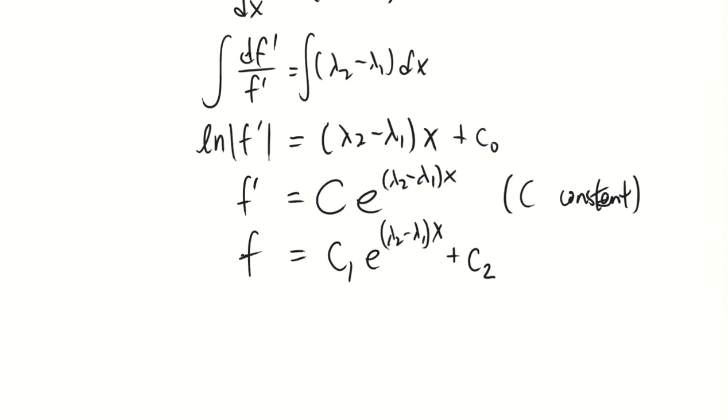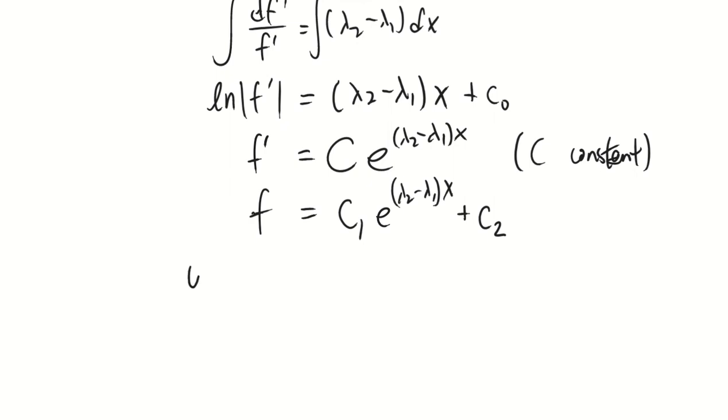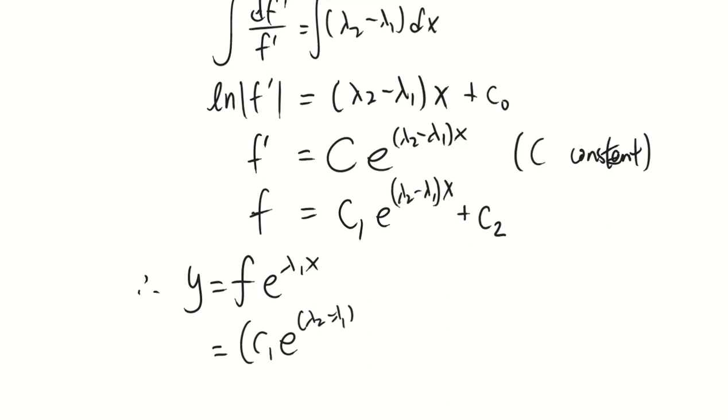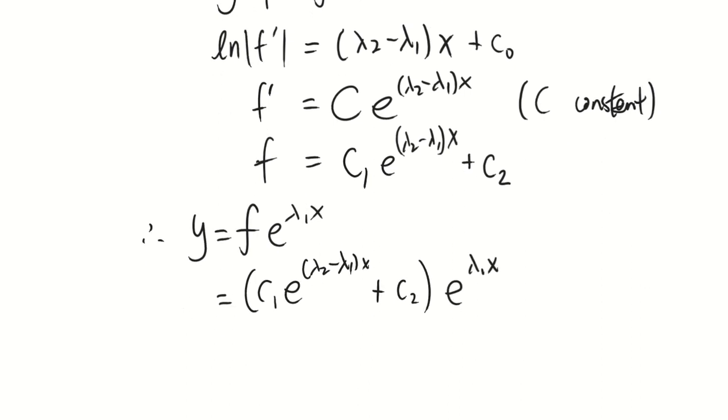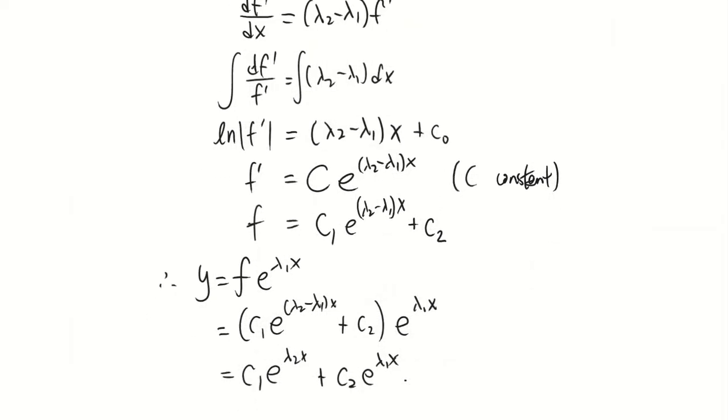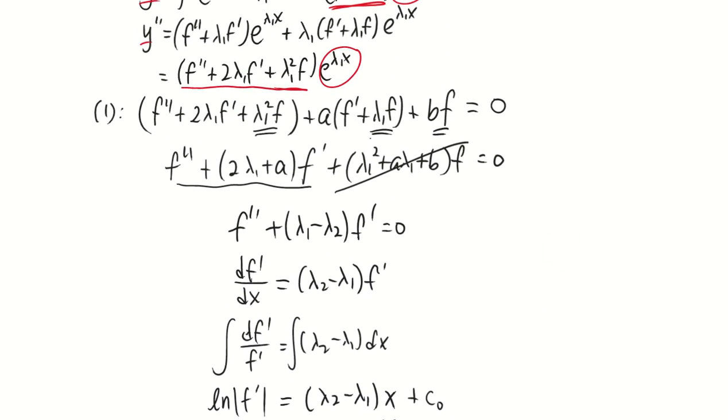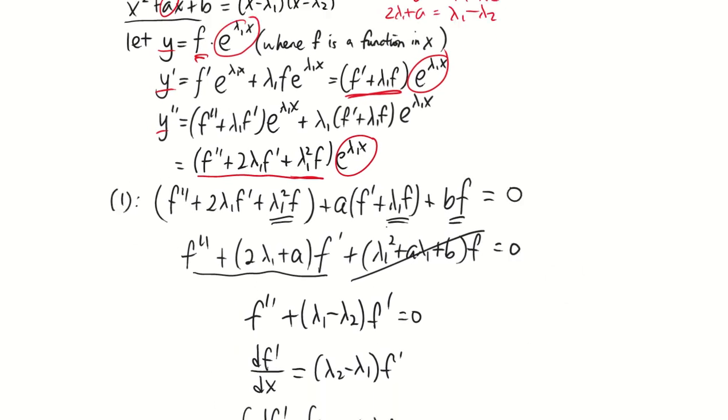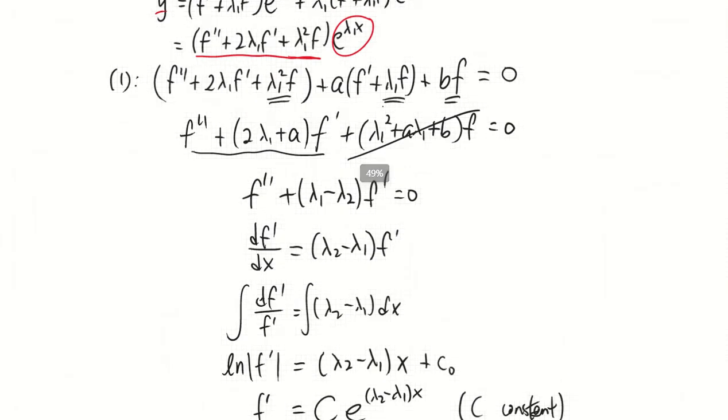Okay, so what do we have just now? y was f times e to the lambda 1 x. And now we solved for f: c1 e to the (lambda 2 minus lambda 1) x plus c2. Now, as you can see, the first term gives us c1 e to the lambda 2 x, and the second term is c2 e to the lambda 1 x. And finally, that's the proof for the case where lambda 1 and lambda 2 are distinct. So in no way have we omitted any solutions. So here's the complete set of solutions.